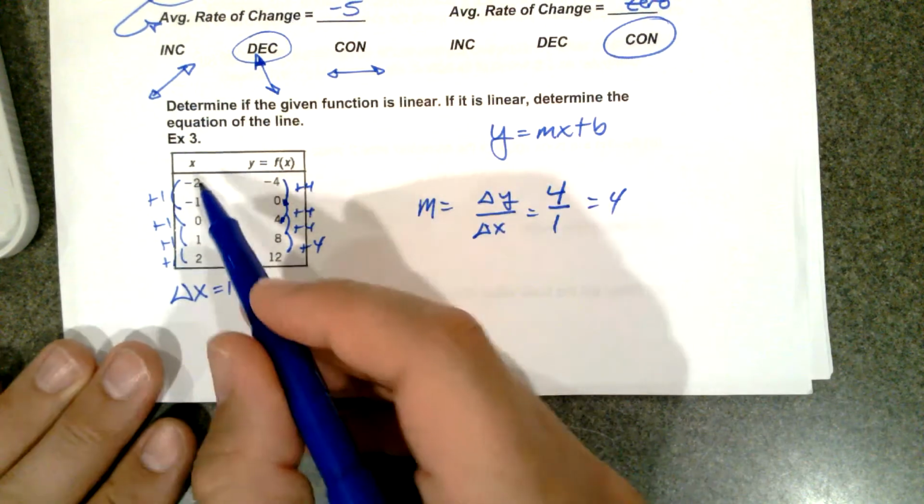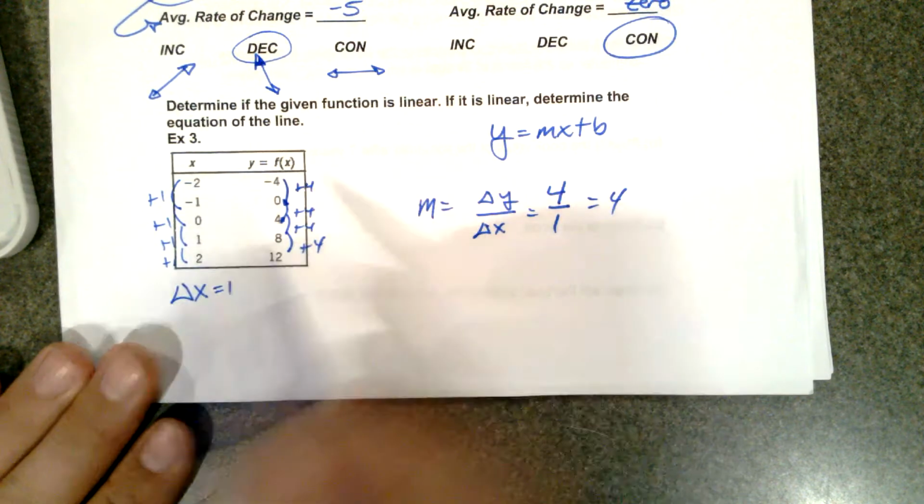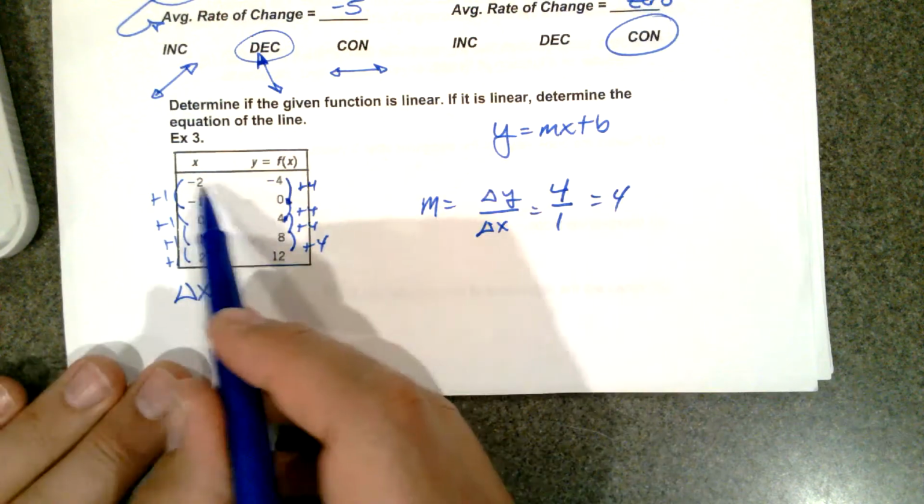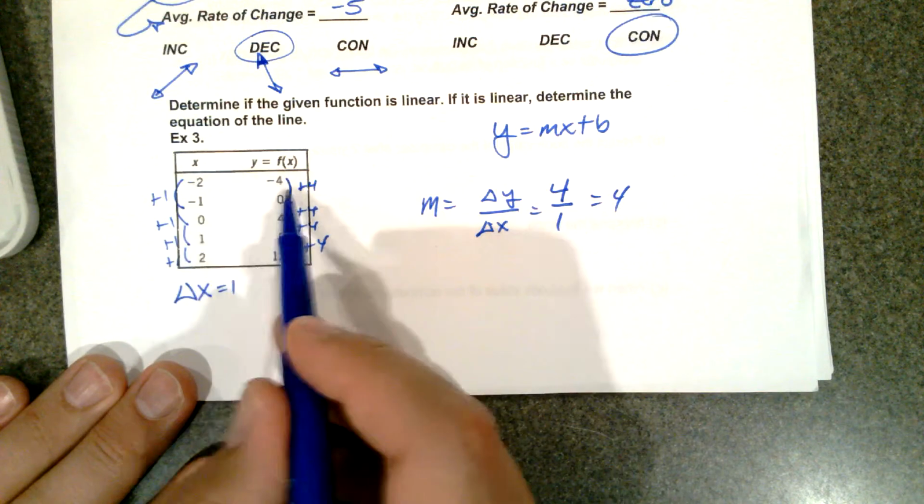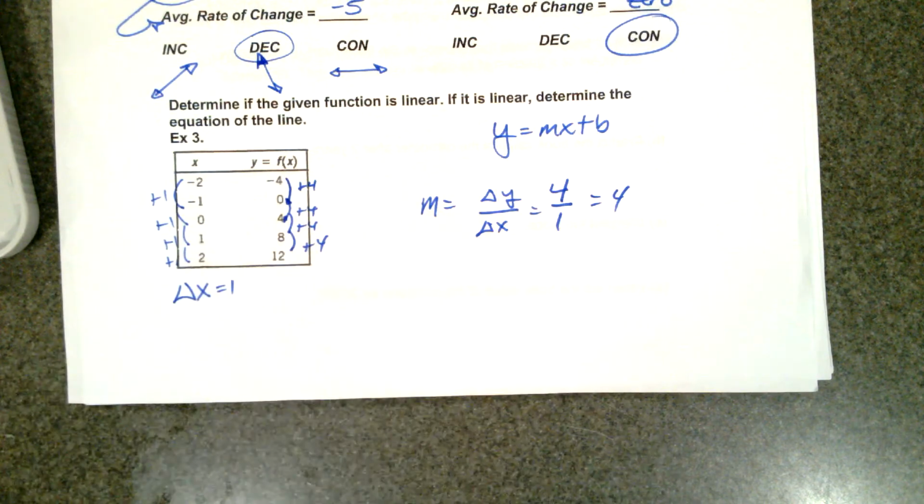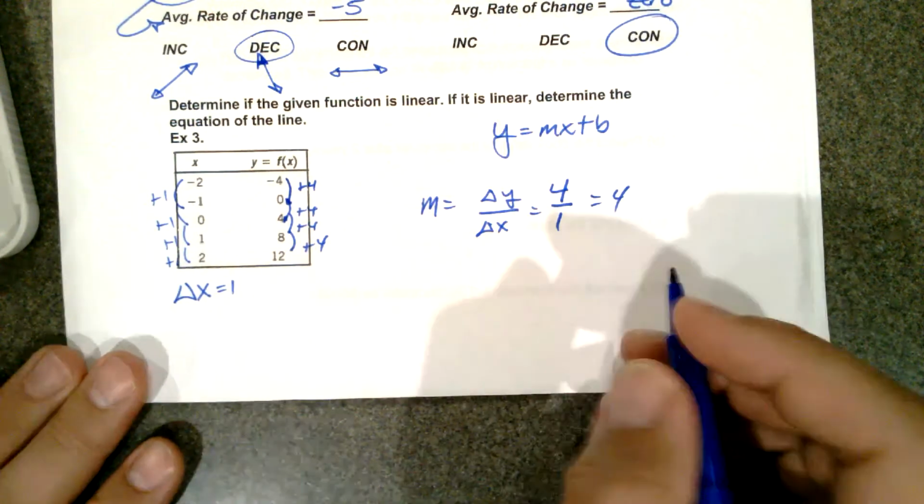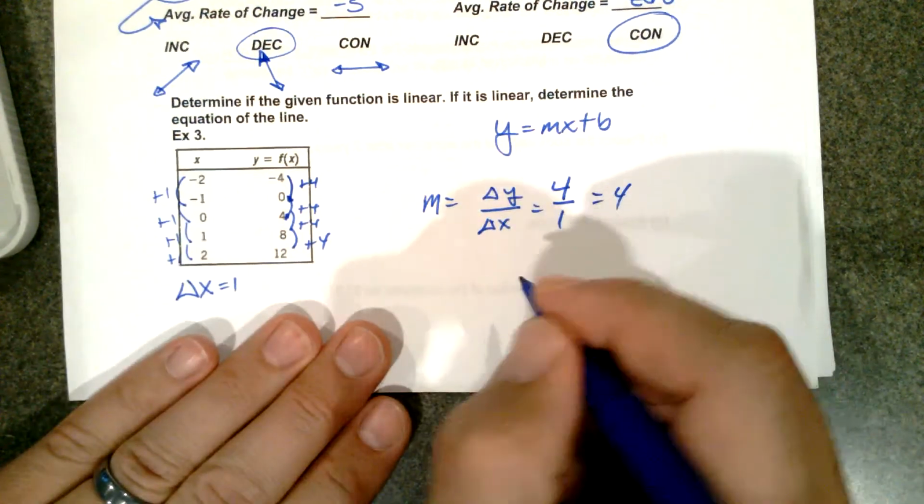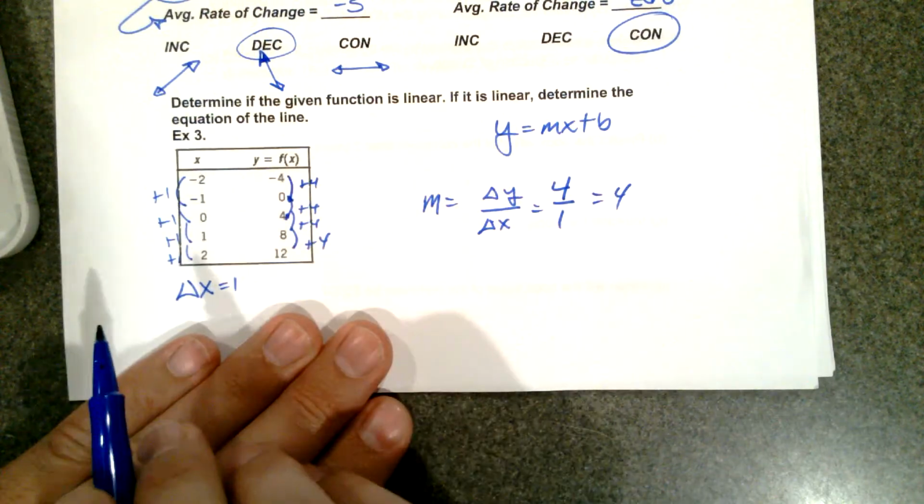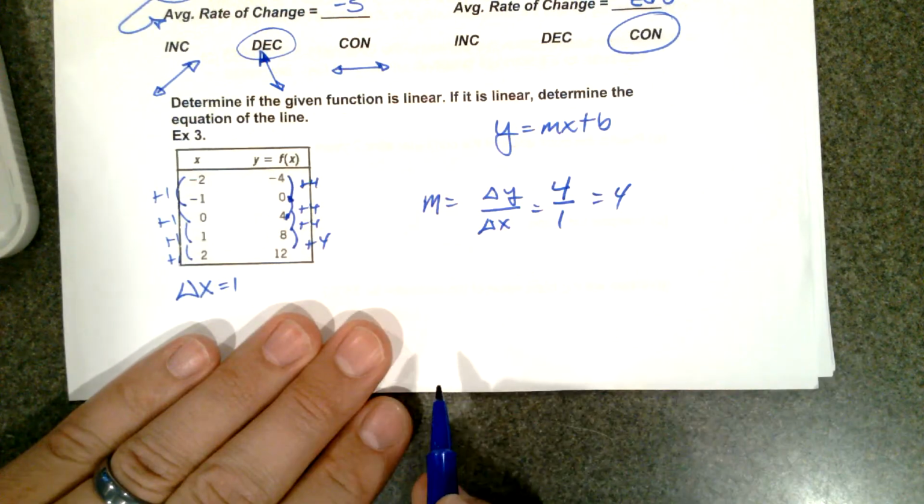Okay. If you see that the steps are the same over here and different over here, or if you find the slope of 2 points and the slope of other 2 points and they're not the same, then we would say this is not a linear function. Okay. So if it's a linear function, then we got to go ahead and find the equation of that line in terms of y equals mx plus b.